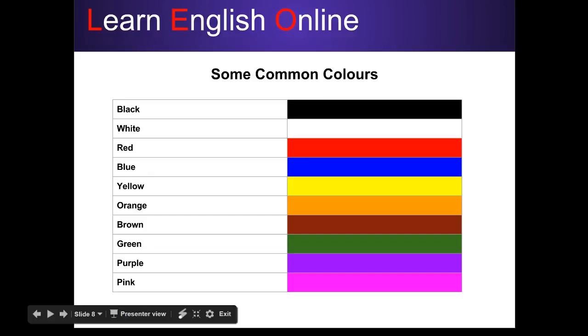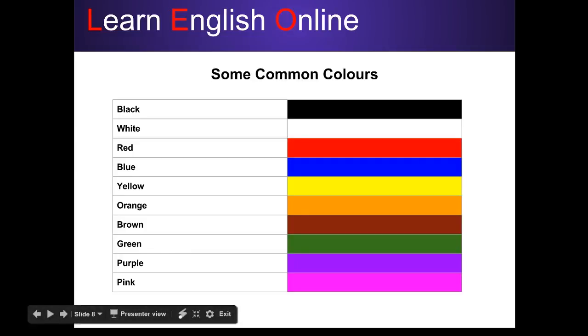So we've got black and white. Now, we often say it that way as well. Black and white. The colour black, very dark. The colour white, very light. Are they colours? That's science. For this lesson, we're going to say they are colours, okay?